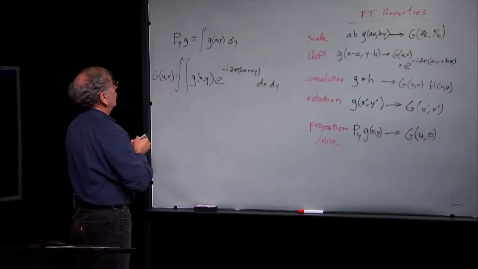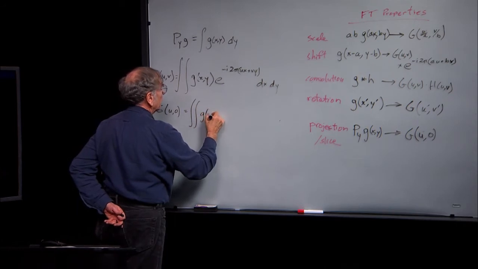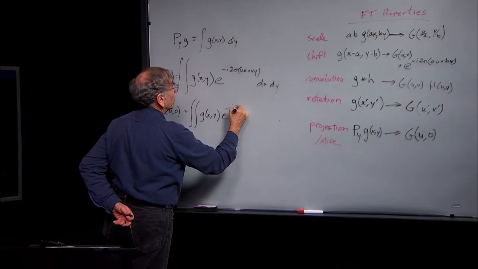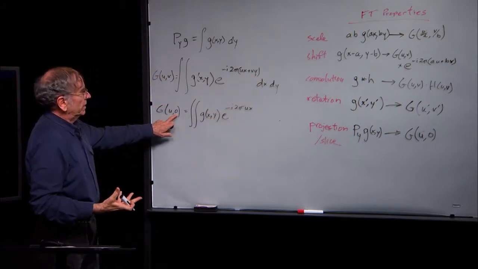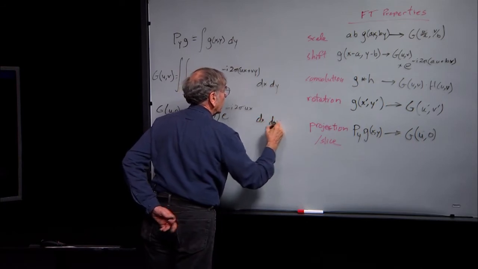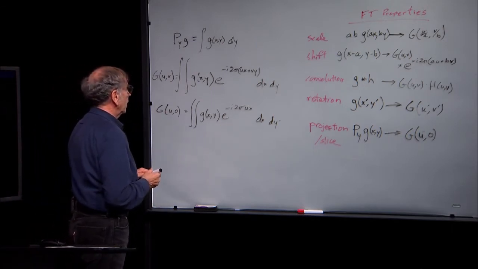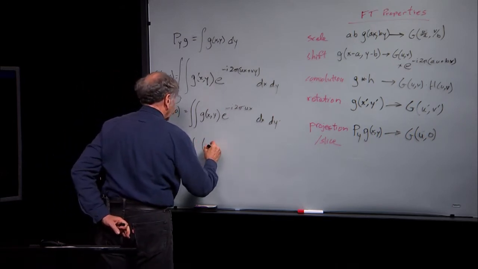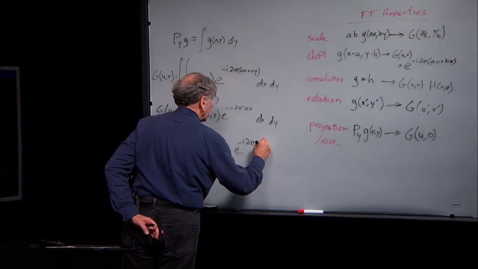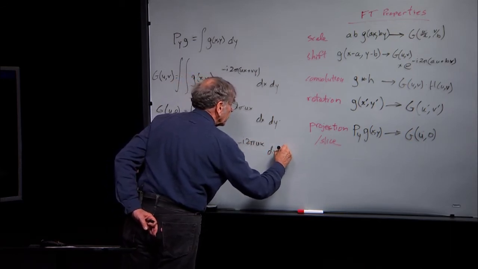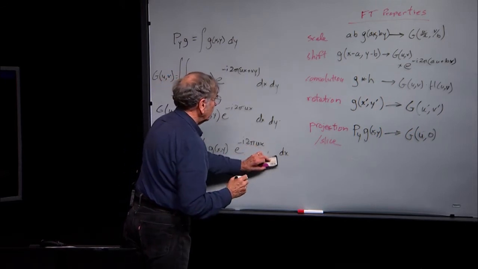Now, what is G of u comma 0? Well, it's going to be the same thing. It's going to be g of x, y, e to the minus i 2 pi u x, but v y is always 0 because here v is 0, dx dy. So we have a complex exponential that only depends on x, and that means that we can reverse the order of integration and get something that looks like this. g of x, y times e to the minus i 2 pi u x dy dx. And because we don't care about y anymore, I can move this dy in here.